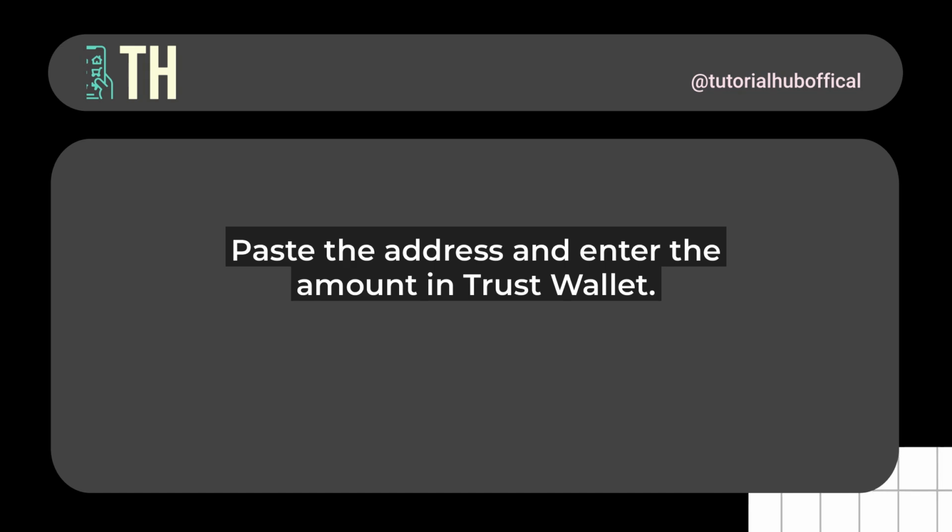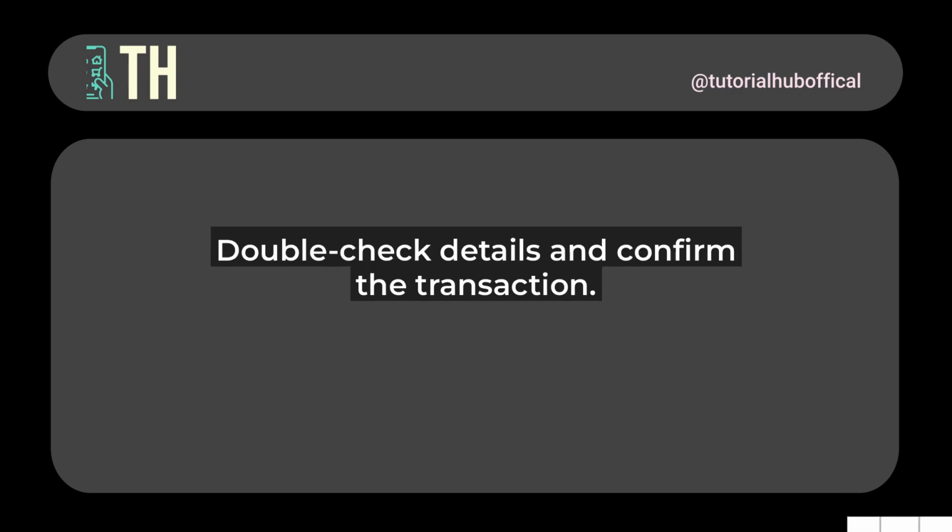Step 3. Enter the amount of Chainlink you want to send. Be mindful of fees. Subtract them from your total to ensure you don't undersend. Step 4. Review the transaction details, then hit Send, and confirm with your wallet's security features, like a PIN or biometric auth.